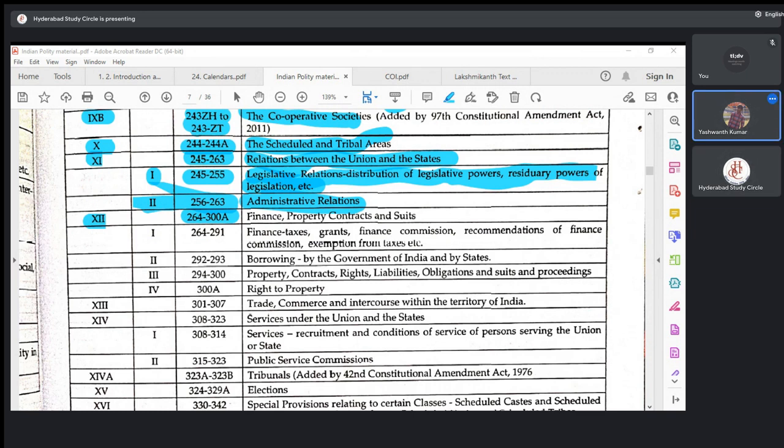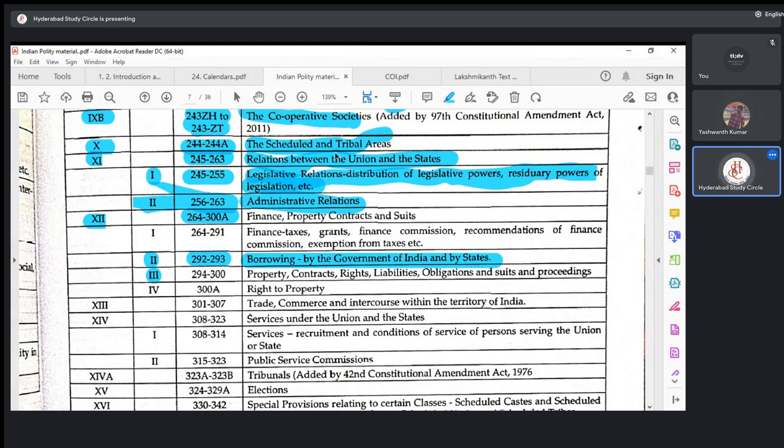Next, chapter number 1, Article number 264 to 291, finance, taxes, grants, finance commission, recommendations of finance commission, exemption from taxes, etc. Please write down there. Article number 280 is the Finance Commission. You are making notes, right? After that, please send a pic. Next, chapter number 2, Article number 292 to 293, borrowing by the Government of India and by the states.